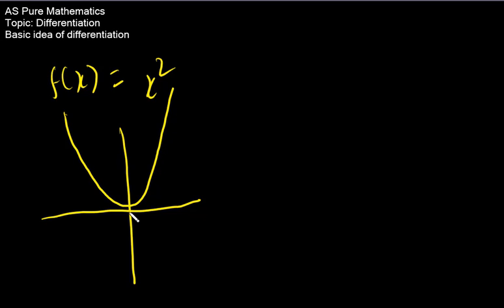And this is the graph of f of x being equal to x squared. And now say I want to find the graph that shows all the gradients of this f of x. So we have f of x, and we want to find the gradient of all these points.